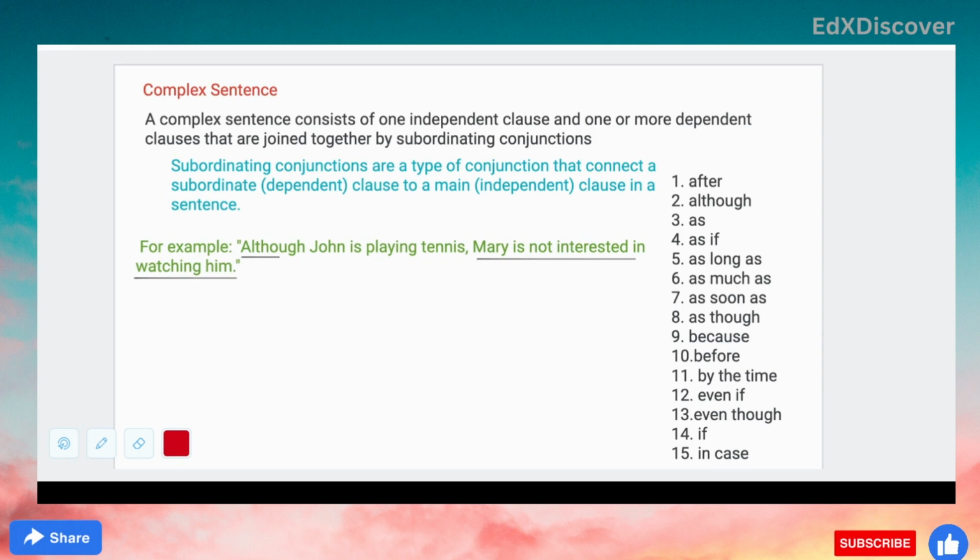So, understanding the difference between simple, compound, and complex sentences is important because it will be useful to construct clear and effective writing.